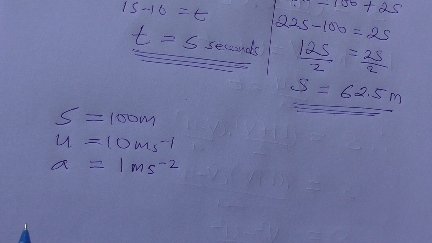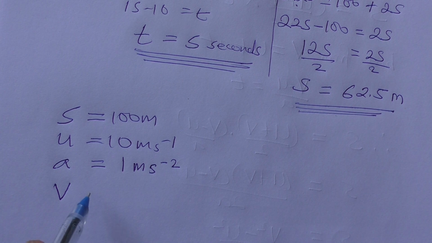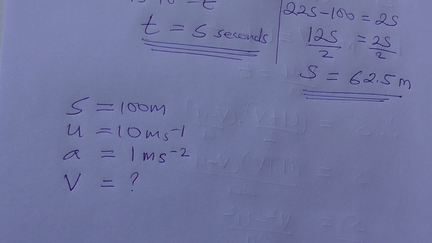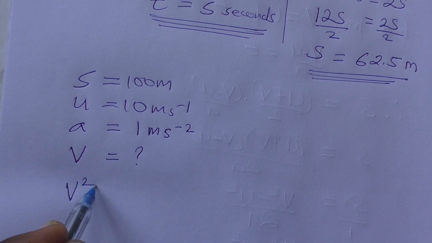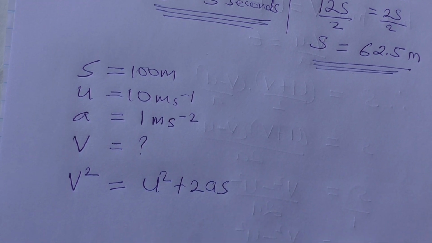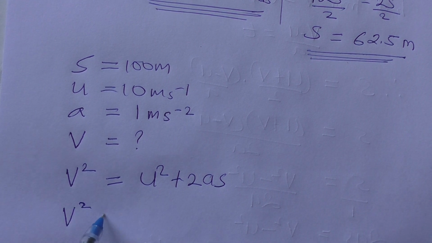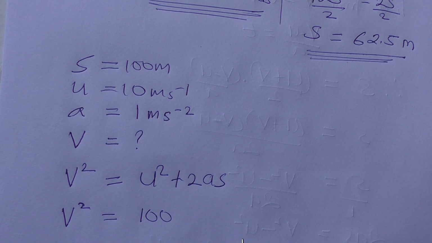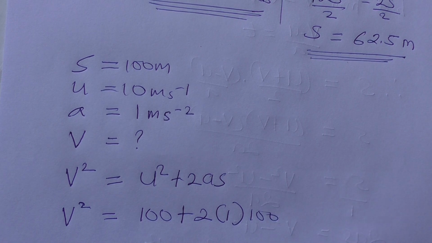And since we want the final velocity v and we don't have time, we should use an equation where time is avoided, and that is the third equation, which states that v squared equals u squared plus 2as. So we substitute and find v. That is v squared equals 10 squared, which is 100, plus 2 into 1 into 100.